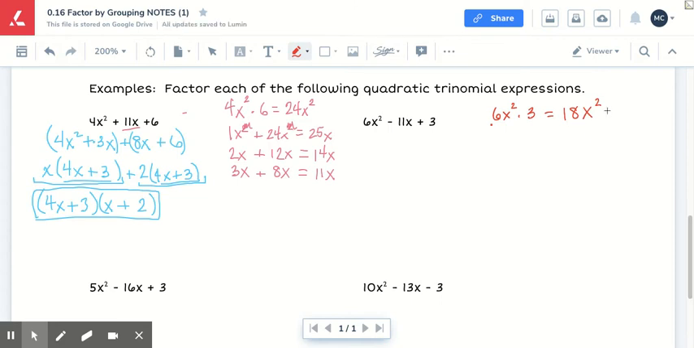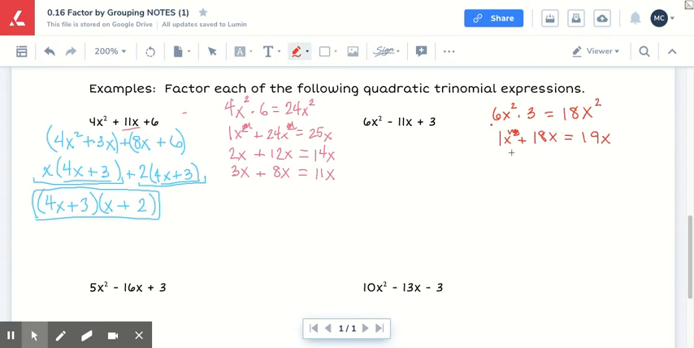So now I'm going to be looking for factor pairs for 18x squared, and I want them to add to make a negative 11. So my first factor pair would be 1x squared plus 18, 1x plus 18x. And that would give me, when I add them together, 19x. I need a negative 11x, so 19x is definitely not the same as that. So I'm going to keep going.